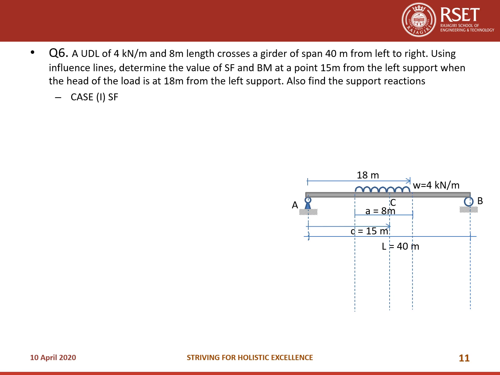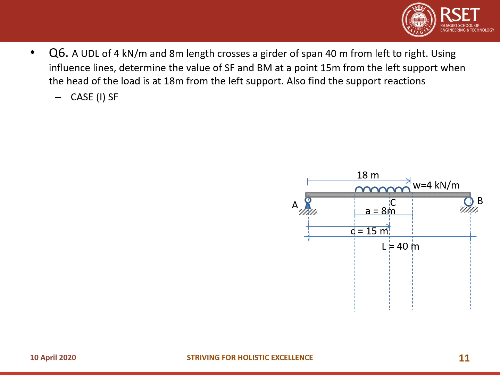In the previous case, the UDL is moving, and at the section C, the maximum shear force and maximum bending moment is what we are finding. Now in this case, the UDL is kept at this position, and you are asked to get the bending moment and the shear force at the section C, and you are also asked to get the support reactions. So let us find the shear force first.